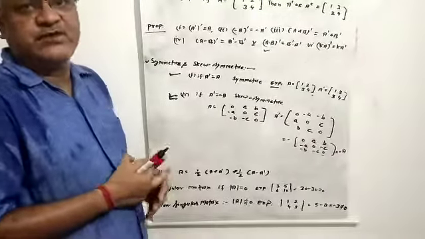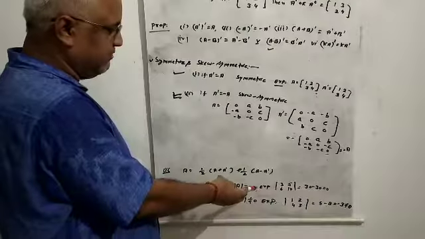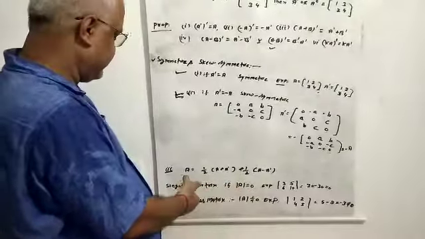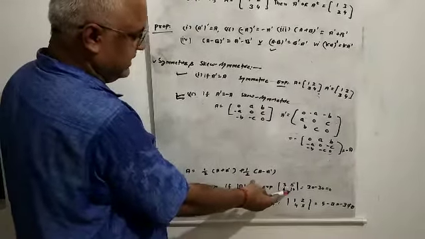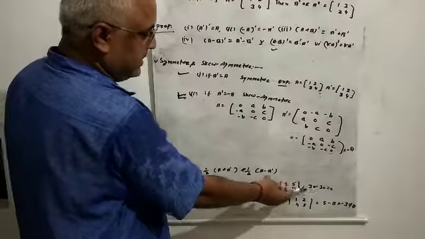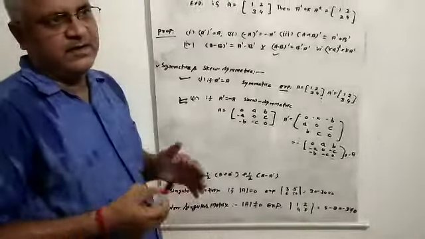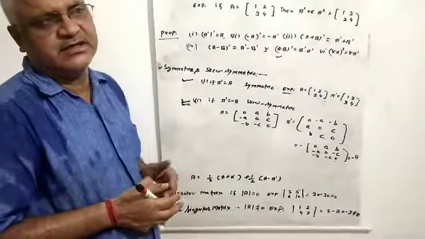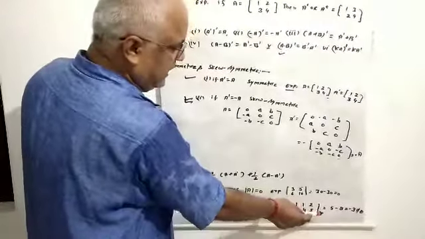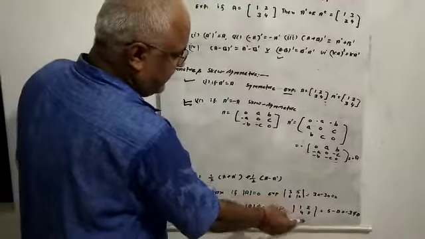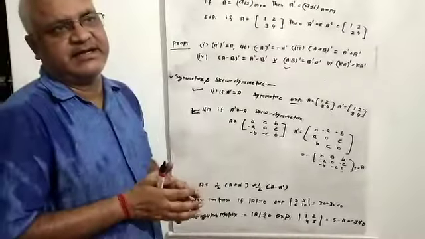If determinant of a square matrix is 0, then the matrix is said to be a singular matrix. For example, 3, 5, 6, 10. Determinant is 30 minus 30, 0. And second, non-singular matrix. If determinant of a square matrix is not 0, or non-zero. Example, 1, 2, 4, 5. So this is 1 into 5, 5, minus 8, minus 3. This is not 0.